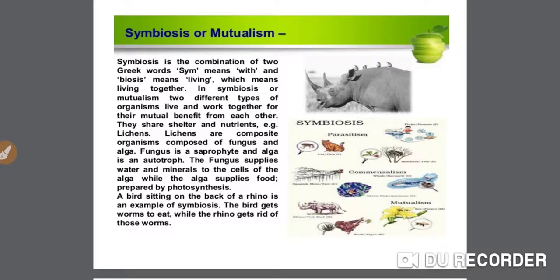A bird sitting on the back of a rhino is an example of this symbiosis. The bird gets worms to eat, while the rhino gets rid of those worms. So this is another example of a symbiotic relationship.